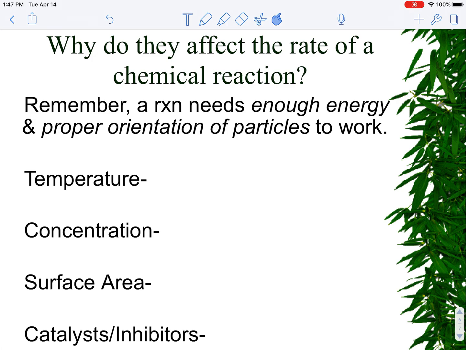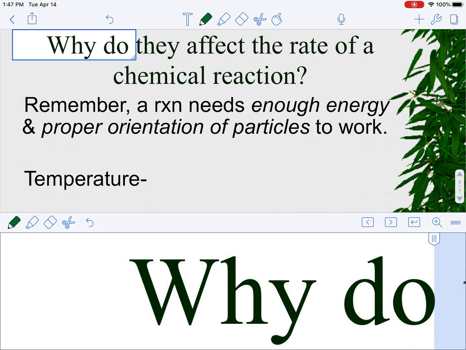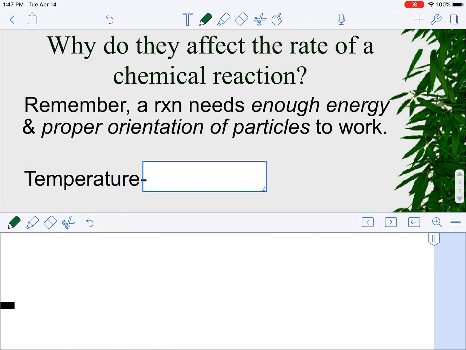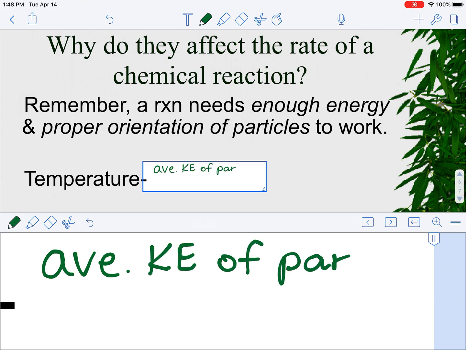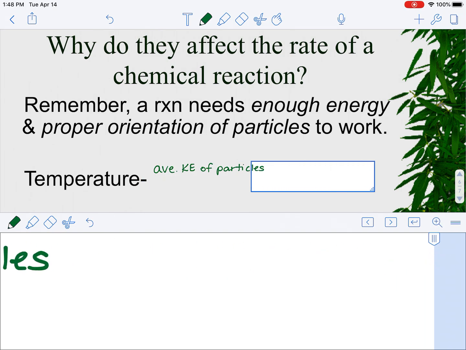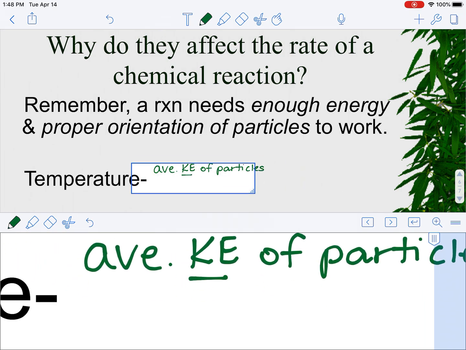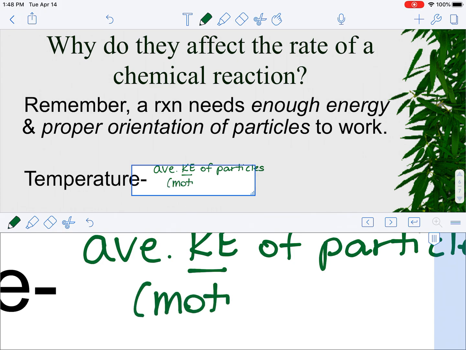So why is it that these four factors can affect the rate of a chemical reaction? Well, we have to remember the collision theory. The particles need enough energy and the proper orientation for them to work. So let's look at temperature. How is it that temperature can affect the rate of a chemical reaction? And remember that rate means speed up or slow down. Well, temperature is a measure of the average kinetic energy of the particles. Kinetic energy is measuring the energy of motion.